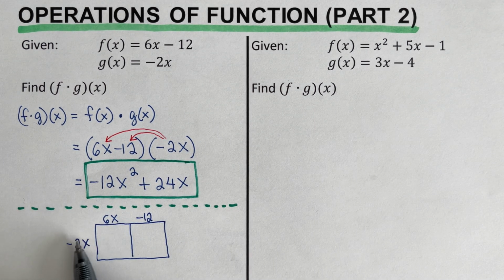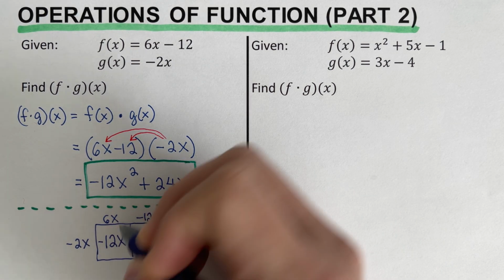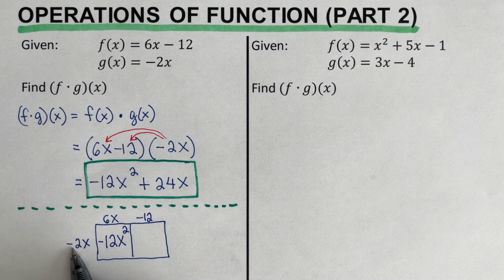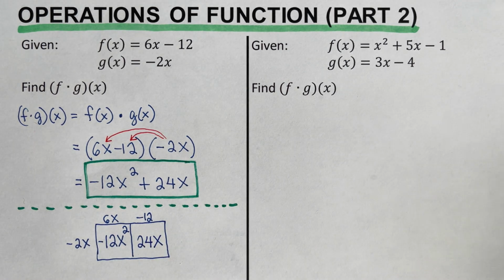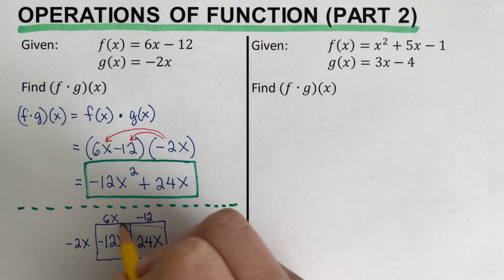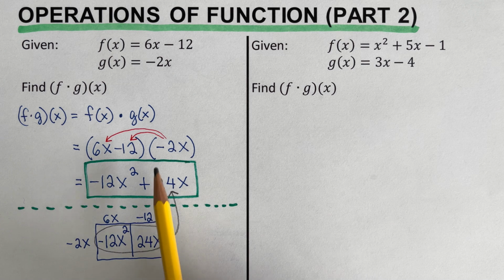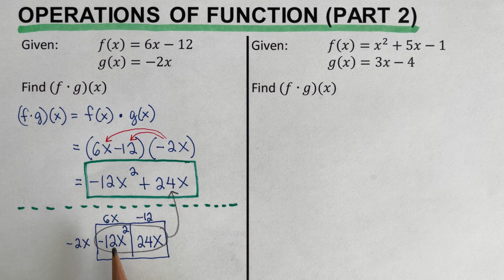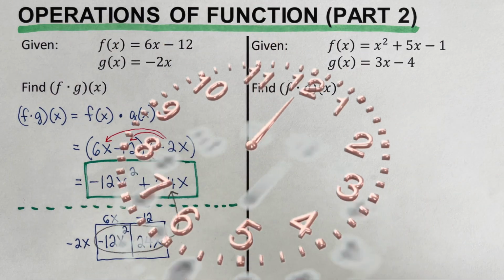So we're going to multiply these two together. 6x times negative 2x is a negative 12x squared, and then negative 12 times negative 2x is a positive 24x. As you can see here, they both have the same answer. So you can use the distributive property or you can use the area model. It doesn't really matter. At this time, I would encourage you to pause this video and try this problem out on your own, and when you're done, unpause it and check your answer.